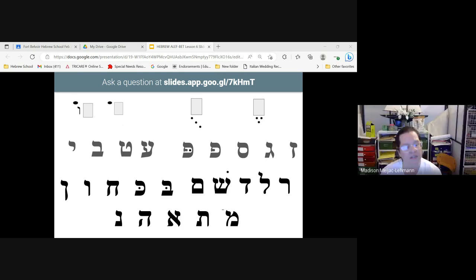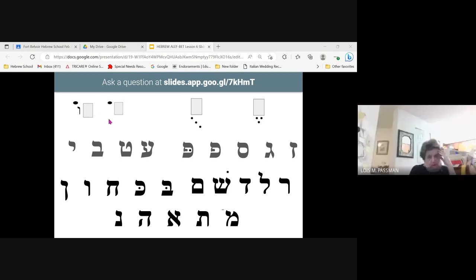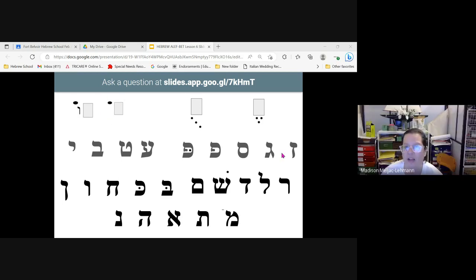F. Yeah, eggs in a basket, F. Okay, or bed, whatever. And the same thing. So if I said lamed and I pointed to this dot over here on the top of the lamed, what would that sound be? Low. Perfect. Okay. So that's just that.